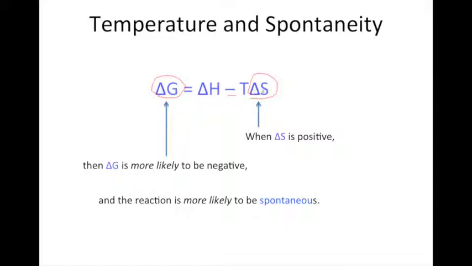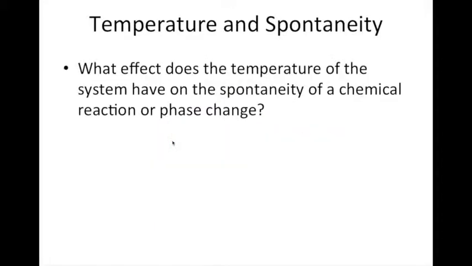When delta S is negative, delta G is more likely to be positive, and the reaction is more likely to be non-spontaneous. Now here, we're saying more likely because, again, it doesn't depend only on entropy. It depends on entropy, enthalpy, and the temperature. But we can just make some general statements. That's all we're doing here.